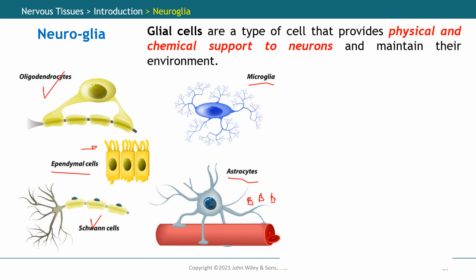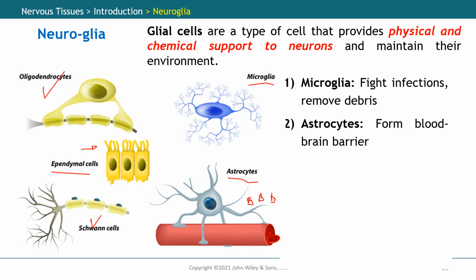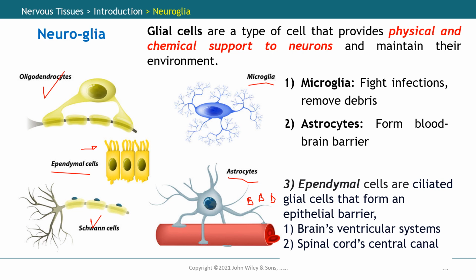So just to remind you, remember microglia fight infections, astrocytes form these blood barriers, and the ependymal cells are ciliated cells that also form these epithelial barriers, and they can be found in these two regions. In the next section, I'm going to show you a table that summarizes all the functions of not only this one, but two additional glia cells.